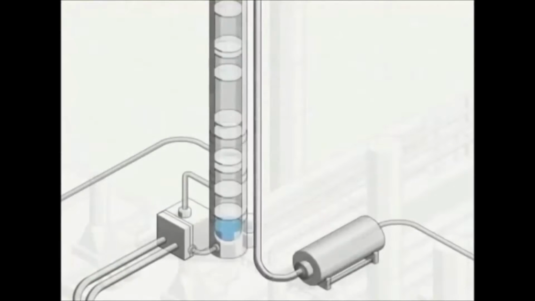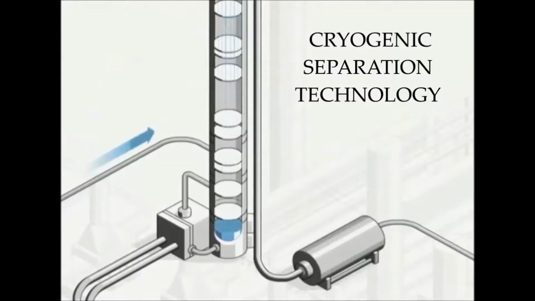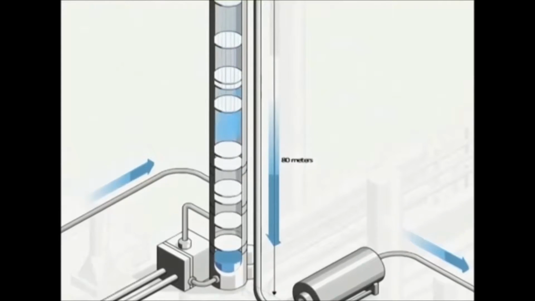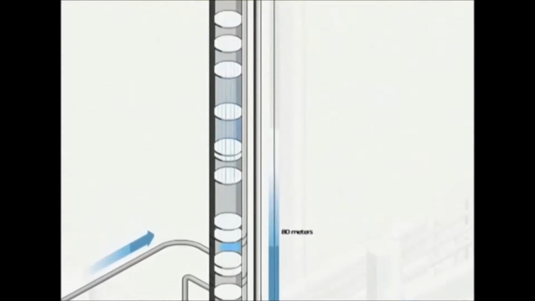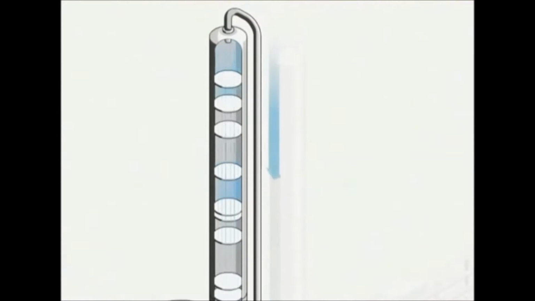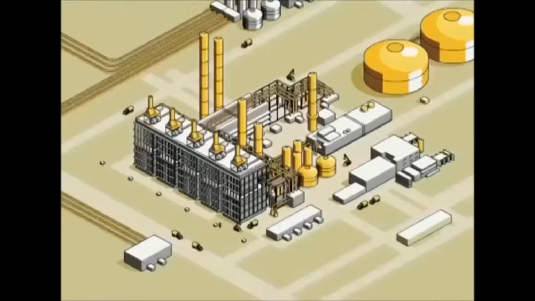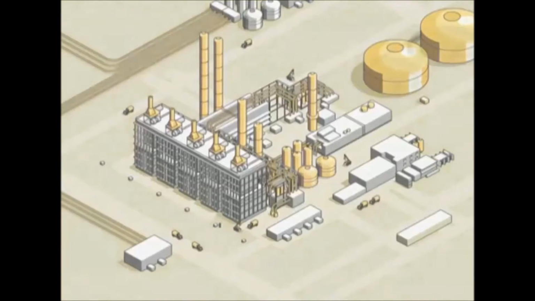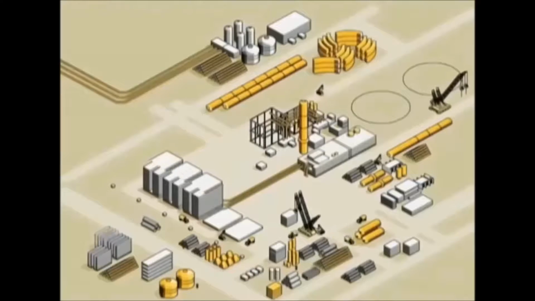Finally, proprietary cryogenic separation technology is used to separate the ethylene and propylene from the other products. Ethylene at low temperature is then purified in a column standing 80 meters or 260 feet tall. 99.95% pure ethylene comes out in liquid form to be either stored in cryogenic tanks or shipped by pipelines until it's transformed into a wide range of products.